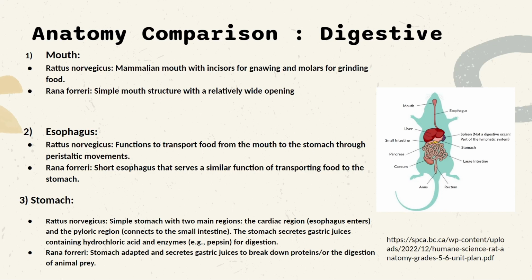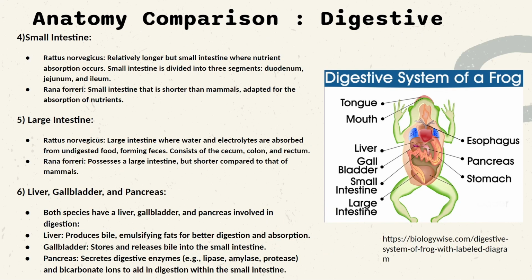The stomach secretes gastric juices containing hydrochloric acid and enzymes for digestion. So, for the frog, same thing, it secretes gastric juices to break down proteins and aid digestion of animal prey. The rat has a longer small intestine where nutrient absorption occurs, but the effects are basically the same. The small intestine is basically divided into three segments: the duodenum, jejunum, and ileum.